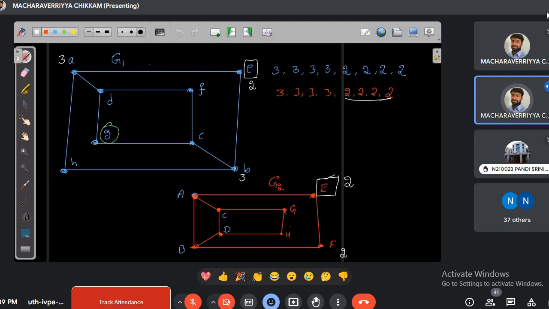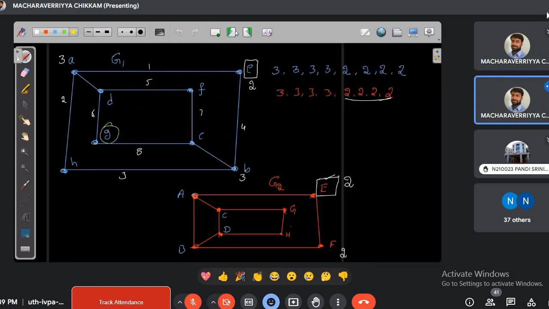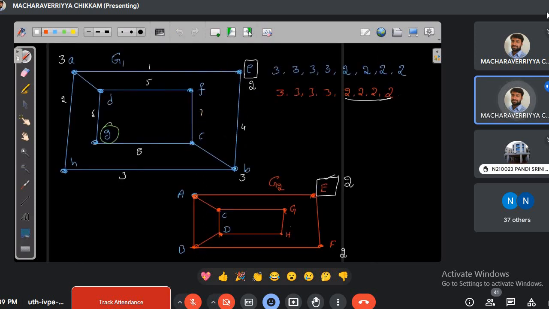So total how many edges we have here? 1, 2, 3, 4, total 8 you'll get, right? 5, 6, 7, 8. So now where shall we map capital A, B and C and D? Let's assume that I am mapping it to capital A, B, C and D only. So now let me look at the 8 edges which are here in the first graph. What are the 8 edges?